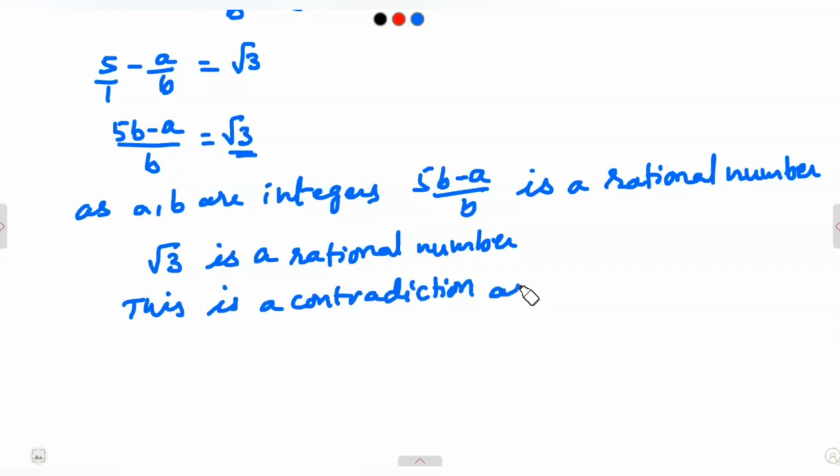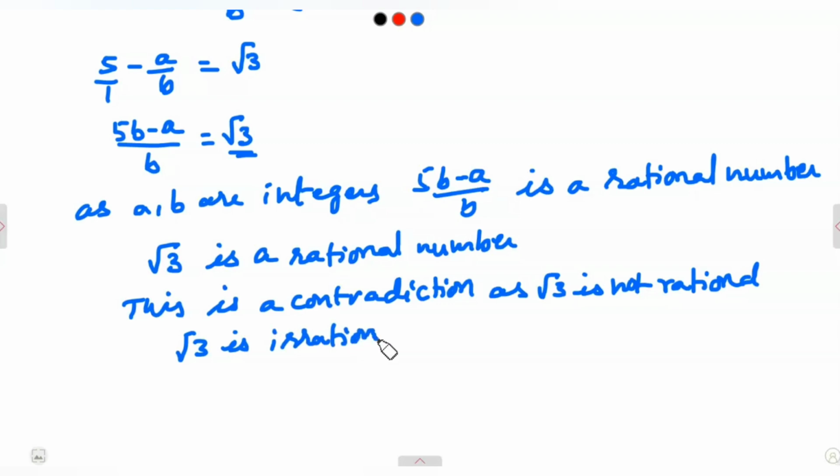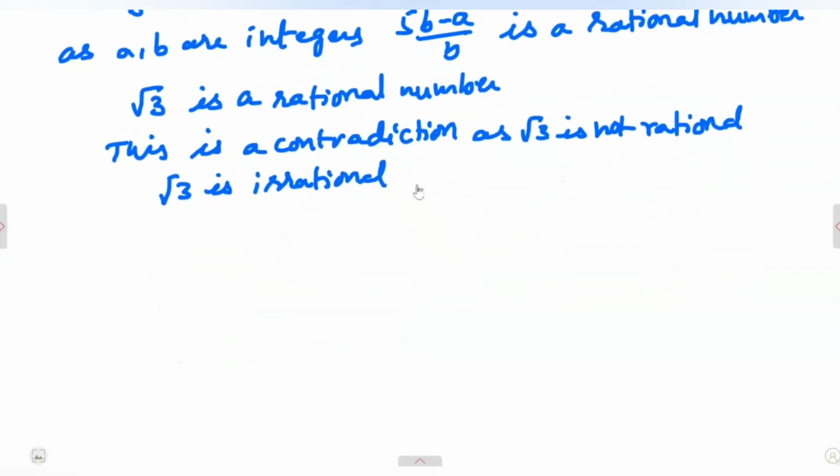As root 3 is not rational, we can say that root 3 is irrational. We know that root 3 is irrational. So this contradiction, why did it arise? It arose due to our incorrect assumption in the starting. So what did we assume in the beginning? That 5 minus root 3 is a rational number, we assumed.